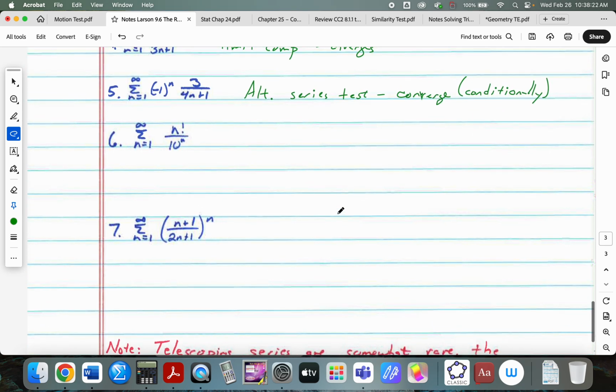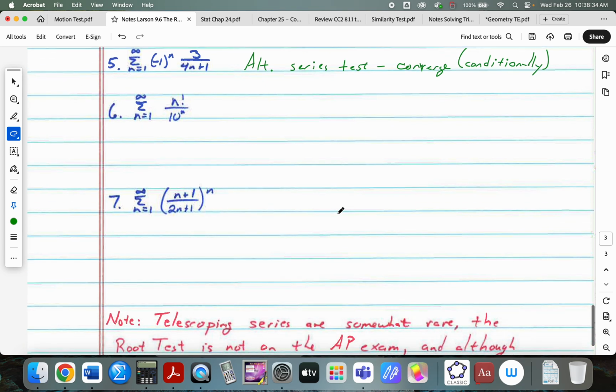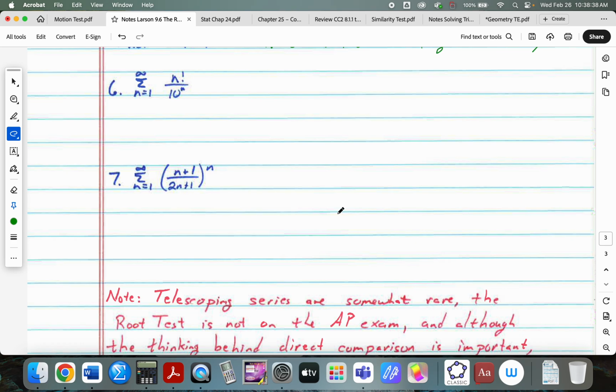Should you always put whether it's conditional or absolute? If the problem doesn't ask, don't. But a lot of times they do. All right. What about this one?